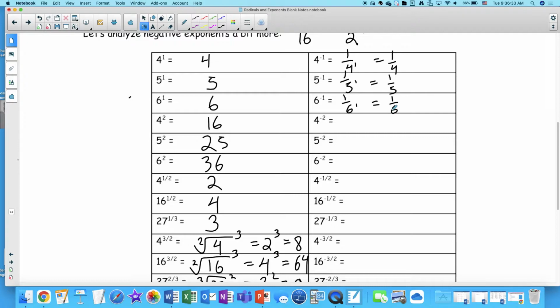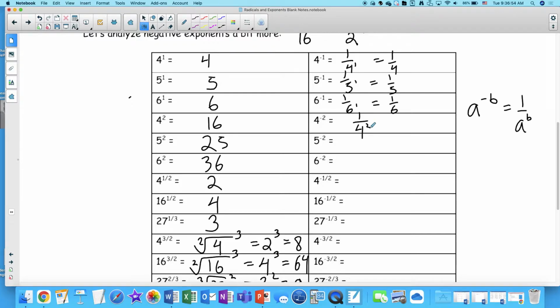As a generalization, how do we deal with something like this? How do we evaluate it? A to the negative b is 1 over a to the b. So we are going to put this into the denominator, and now it has a positive exponent. So it's 1 over 16.